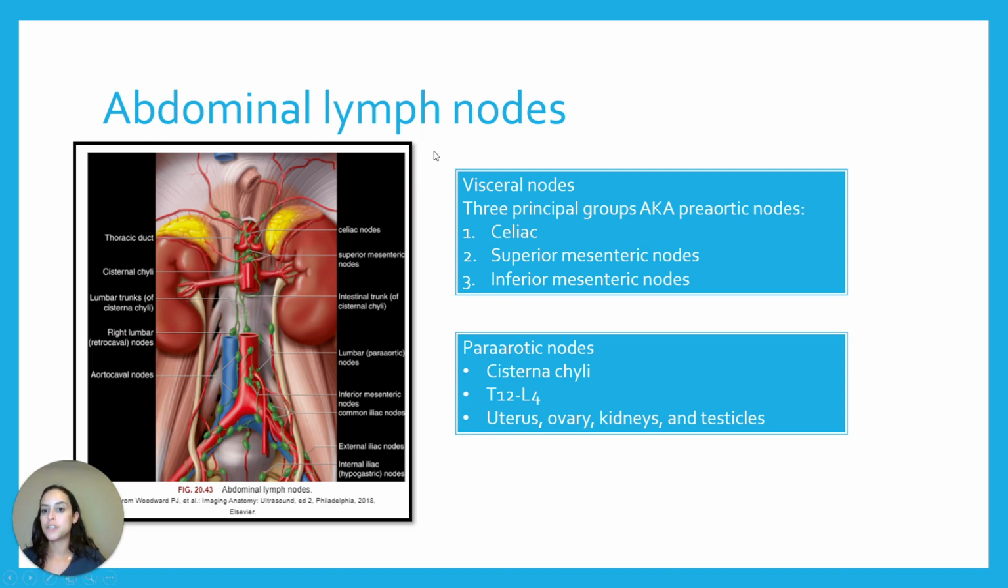Next, you have the superior mesenteric. The superior mesenteric are right below the celiac, still hugging the aorta, obviously superiorly, but these are called the pre-aortic, so kind of anterior to the aorta.